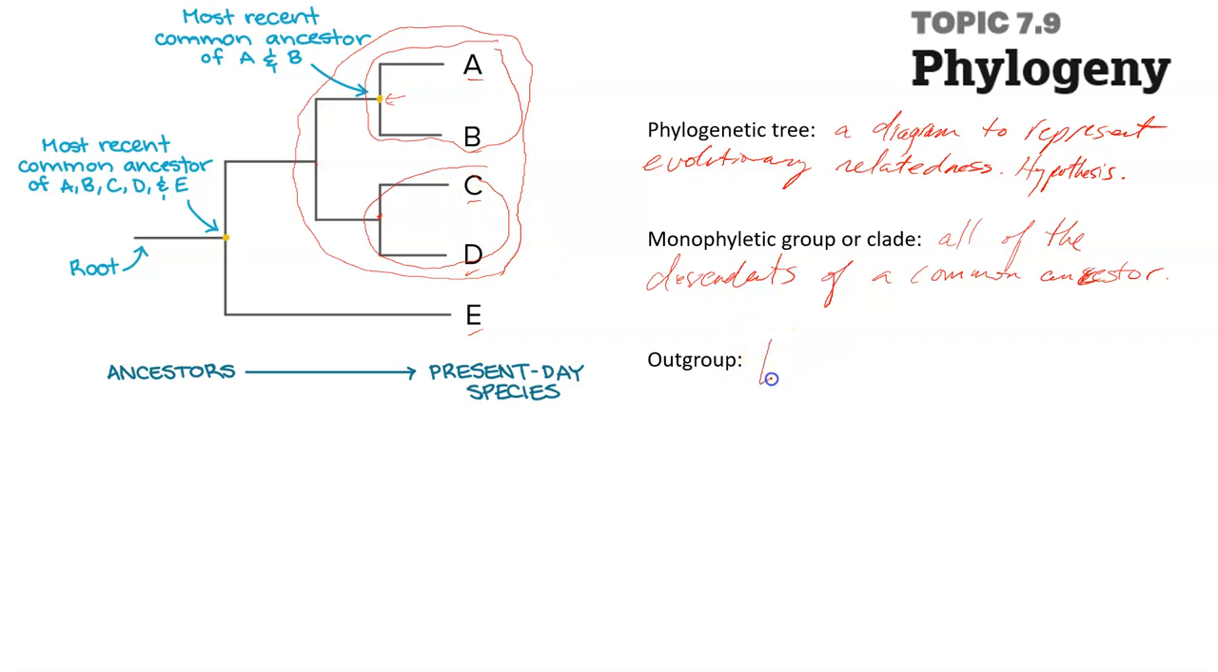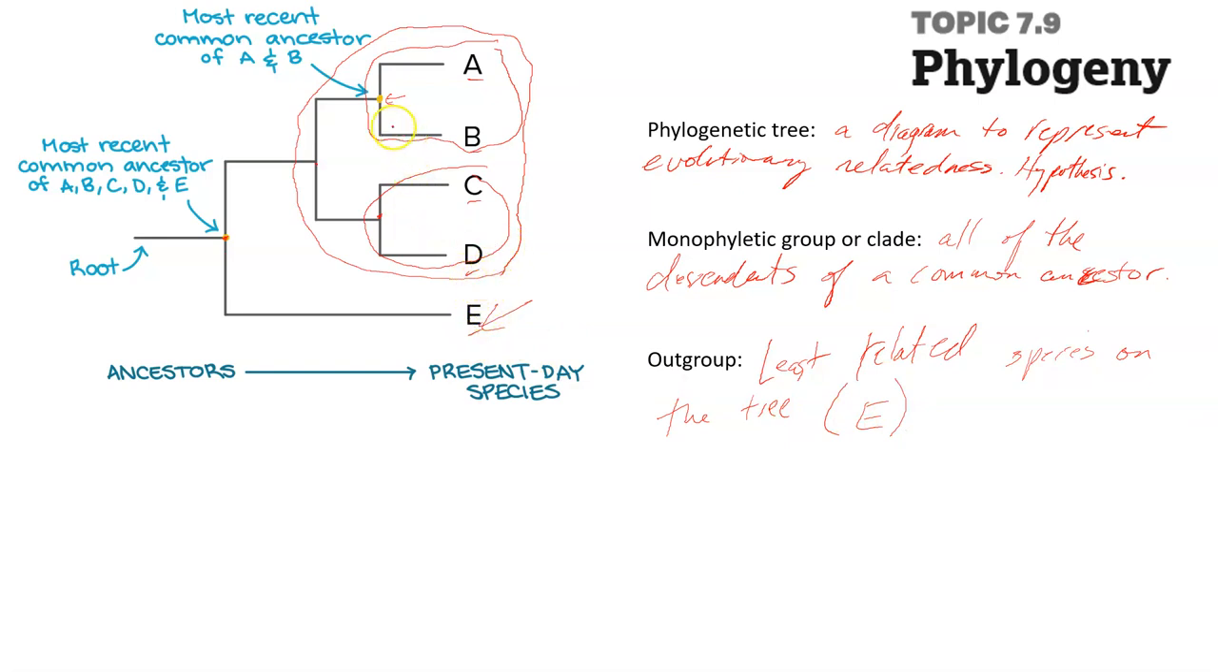The outgroup is the least related species on the tree, i.e., the species that is pretty much equally related to everything else on here because it shares a common ancestor with everything else on here. In this case, that would be E. Usually it is the one that branches the soonest from this root over here. So in this case, the outgroup would be E, right? Because it is the least related. It is the most different from everything else.